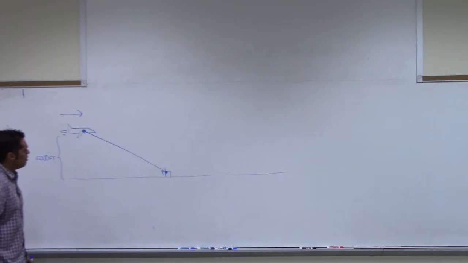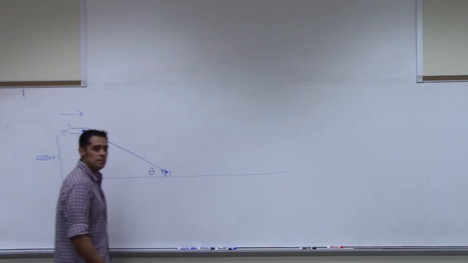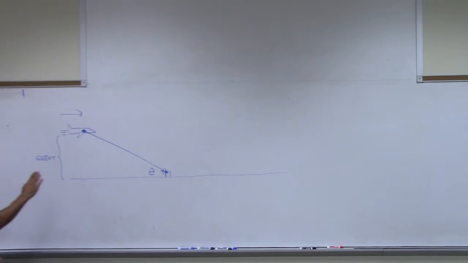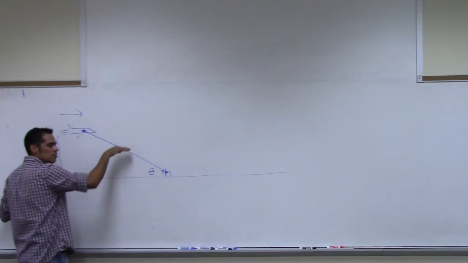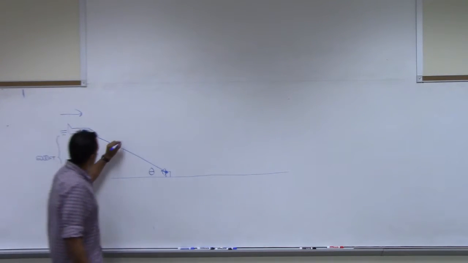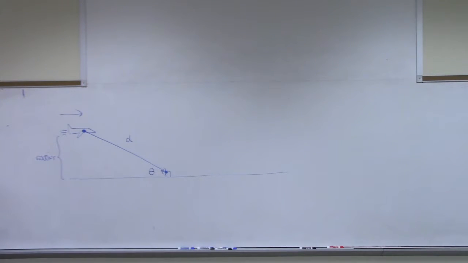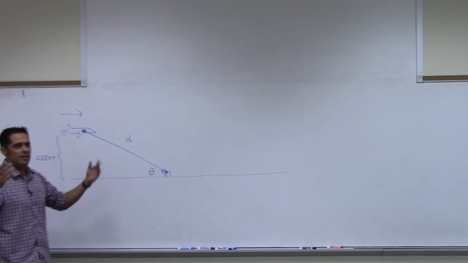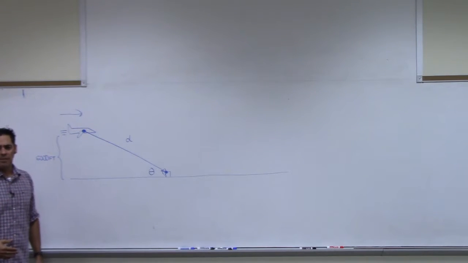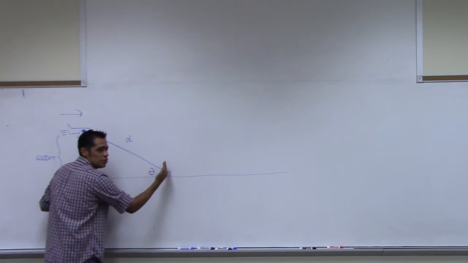Now there is also an angle. We could call this right here theta. That's the angle between the ground and the plane, which we call the angle of elevation. Let's call this distance d. In a calculus class, what we would be asked is, at the moment the plane is, let's say, 8,000 feet away from us, how fast is the angle of elevation changing?